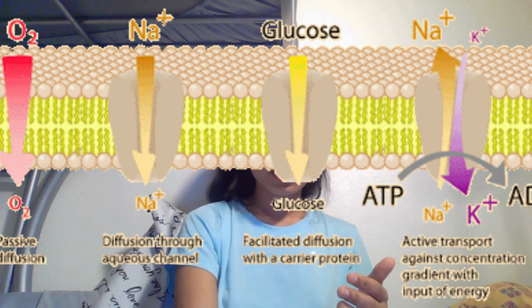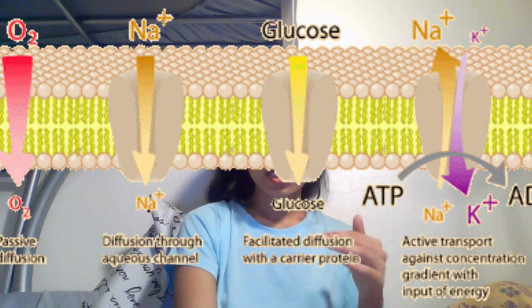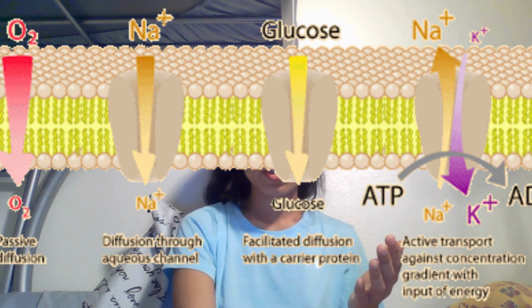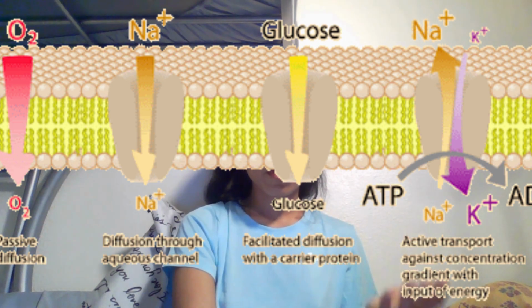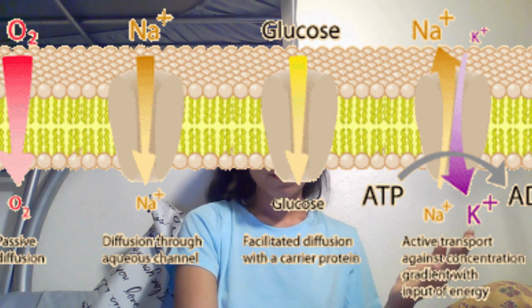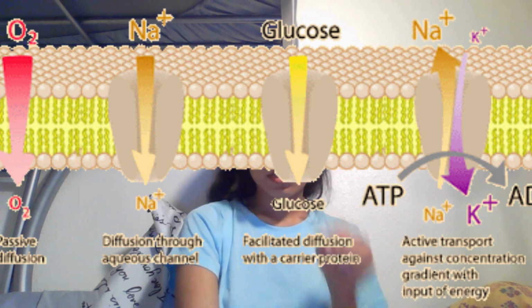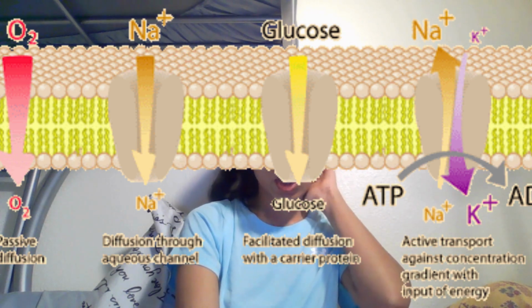And in other situations, some cells need to move substances against their concentration gradient, like from lower concentration to higher concentration. For example, sodium and potassium ions are pumped in and out of nerve cells using active transport. And for this, we need active energy in the form of ATP, and this process is important for sending nerve signals.